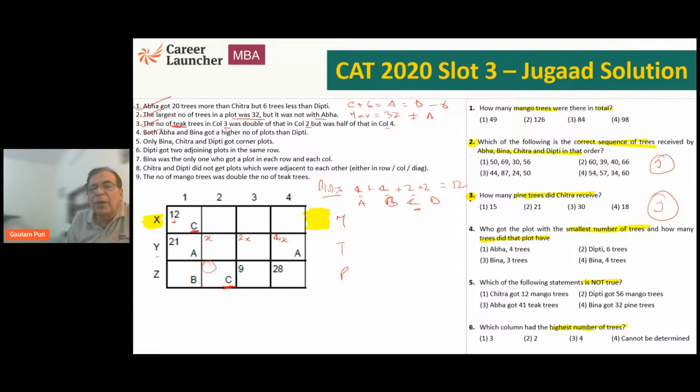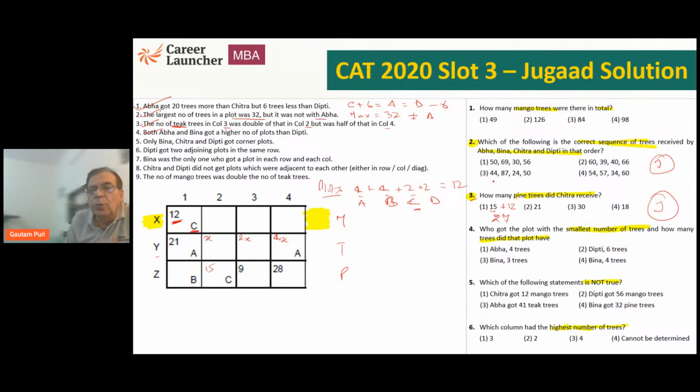Now please look at question number 3. How many pine trees did Chitra receive? Chitra will receive pine trees from here only. What are these 12? In row X, Chitra has got 12 mango trees. So this should be pine trees. Right? So if Chitra has got 15 pine trees and 12 mango trees, the total number of trees with Chitra will be 27. Is that fine? Question number 3. If Chitra has got 15 pine trees and we already know that she's got 12 mango trees, then the total should be 27.